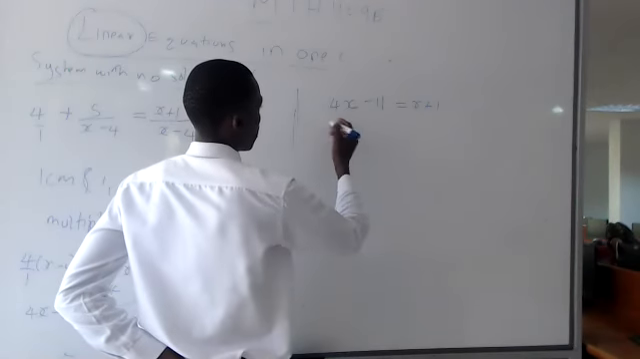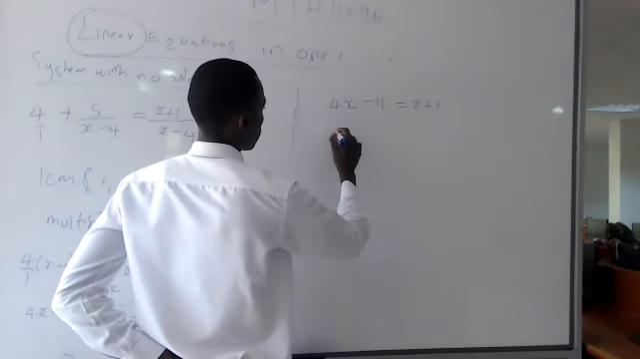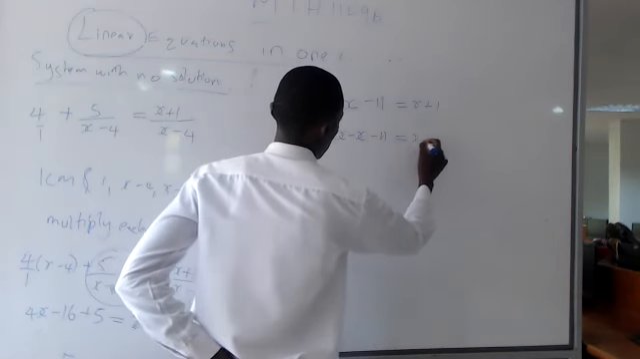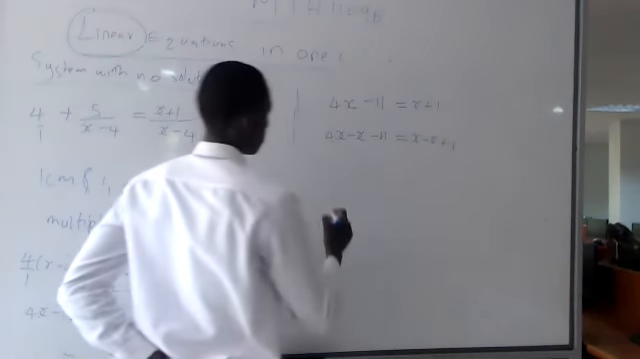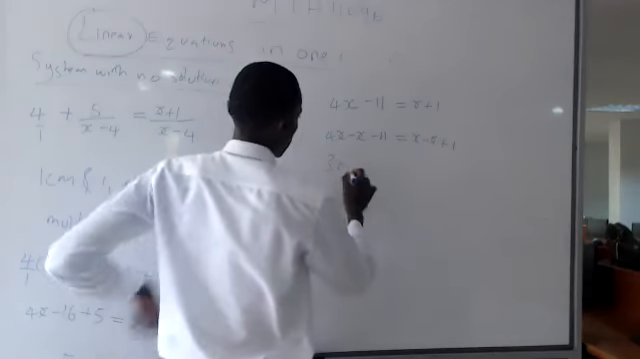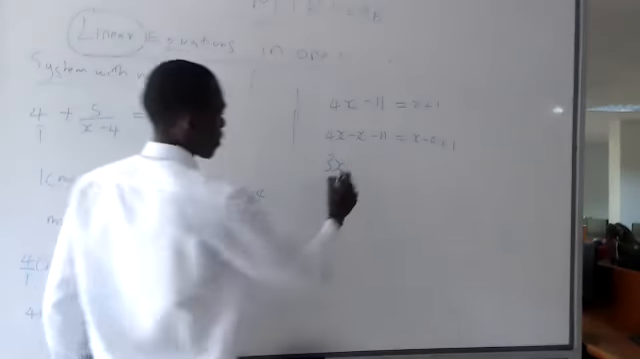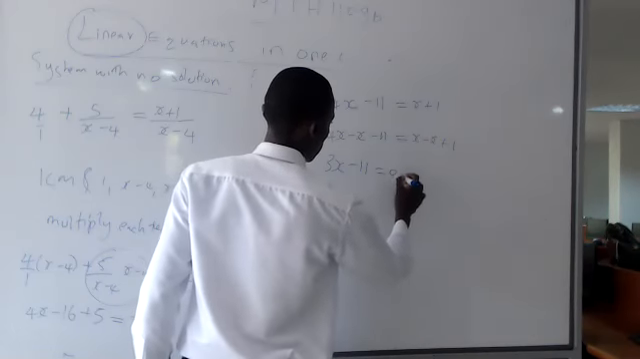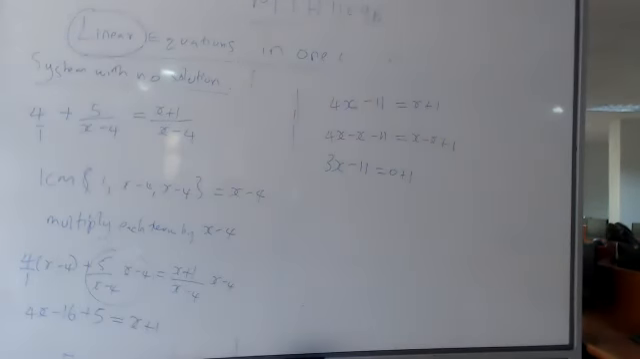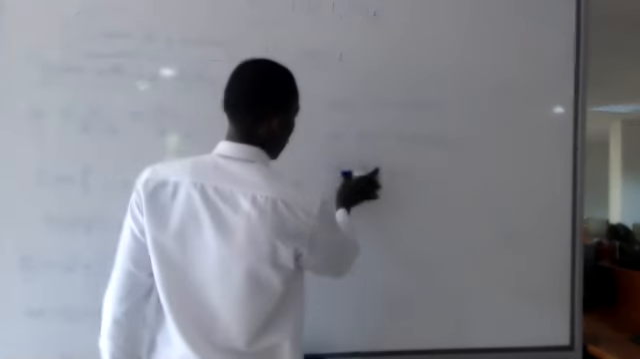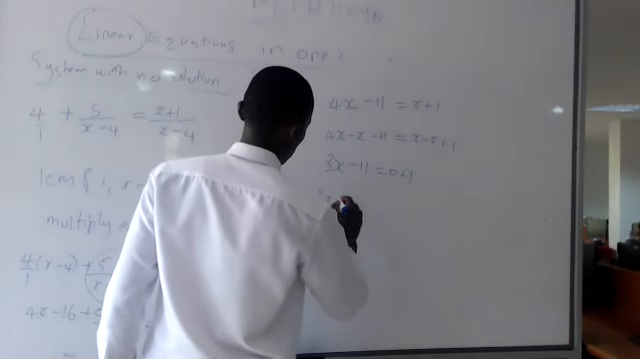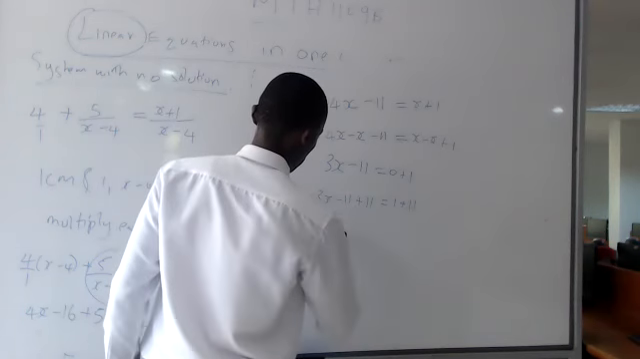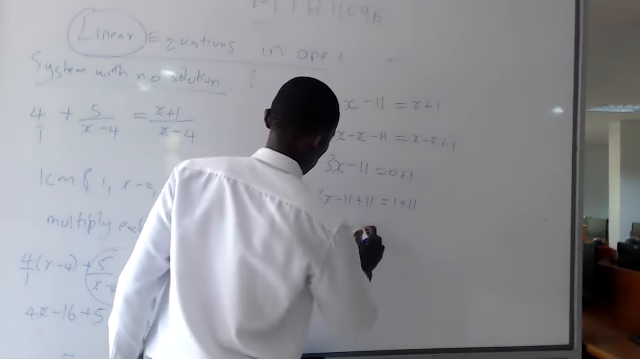So then, like terms, so subtract x on both sides. So 4x minus x minus 11 is x minus x plus 1. Therefore, 4x minus x is 3x, minus 11, x minus x is 0, so you get 0 plus 1. Then now add 11 to both sides. So 3x minus 11 plus 11 is 1 plus 11. So that 3x is 12.